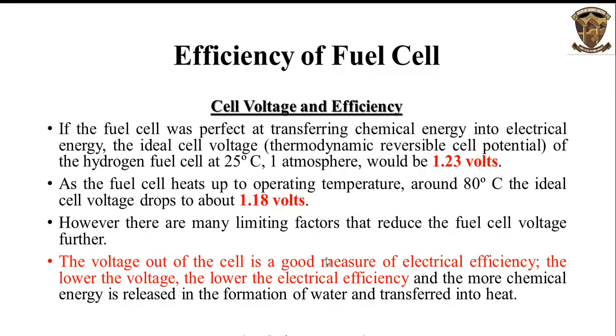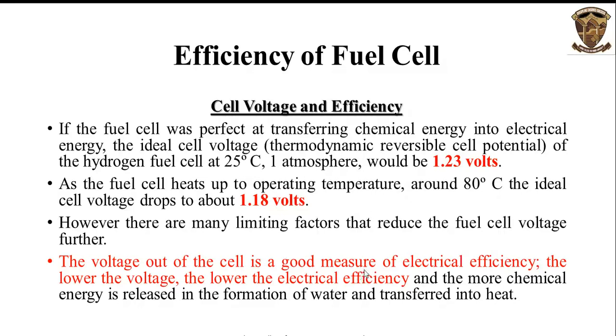Basically, in this video, we will discuss the efficiency of the fuel cell. Cell voltage and the efficiency. If the fuel cell was perfect at transferring chemical energy into electrical energy, the ideal cell voltage, the thermodynamic reversible cell potential of the hydrogen fuel cell at 25 degrees Celsius, 1 atmosphere would be 1.23 volts. As the fuel cell heats up to operating temperature around 80 degrees Celsius, the ideal cell voltage drops to about 1.18 volts. However, there are many limiting factors that reduce the fuel cell voltage further.